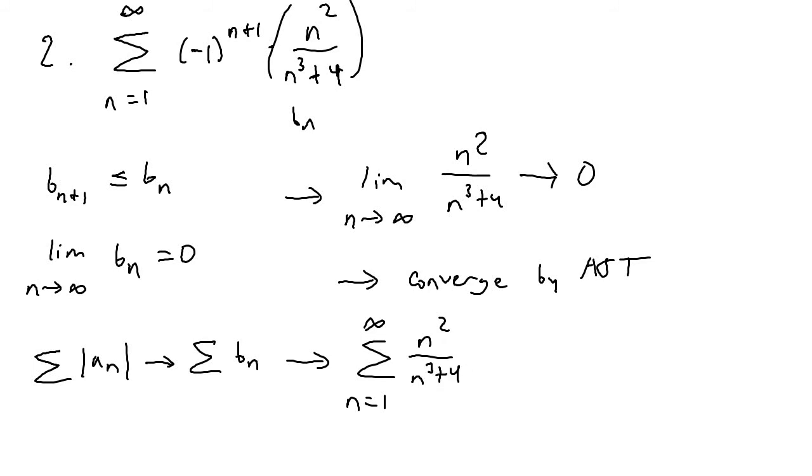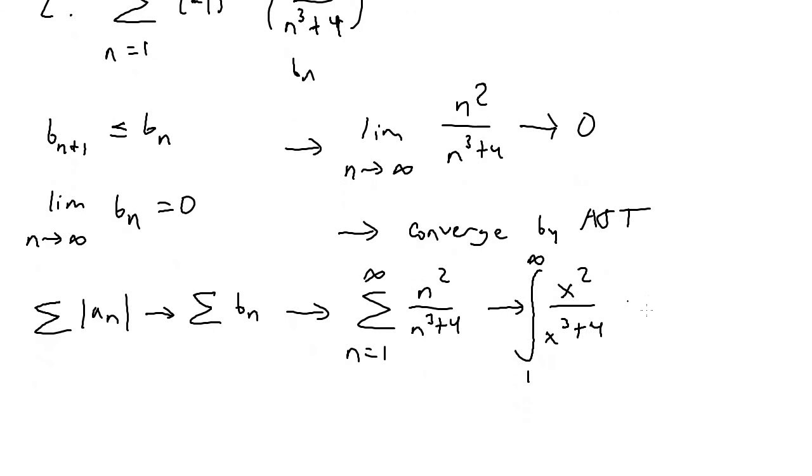And the easiest test I can think of right now is by using the integral test, because I can just do u substitution. So I can change everything to values of x instead of n, so x squared over x cubed plus 4. And I can take the integral from 1 to infinity, because those are our bounds. So now I can just use u substitution.